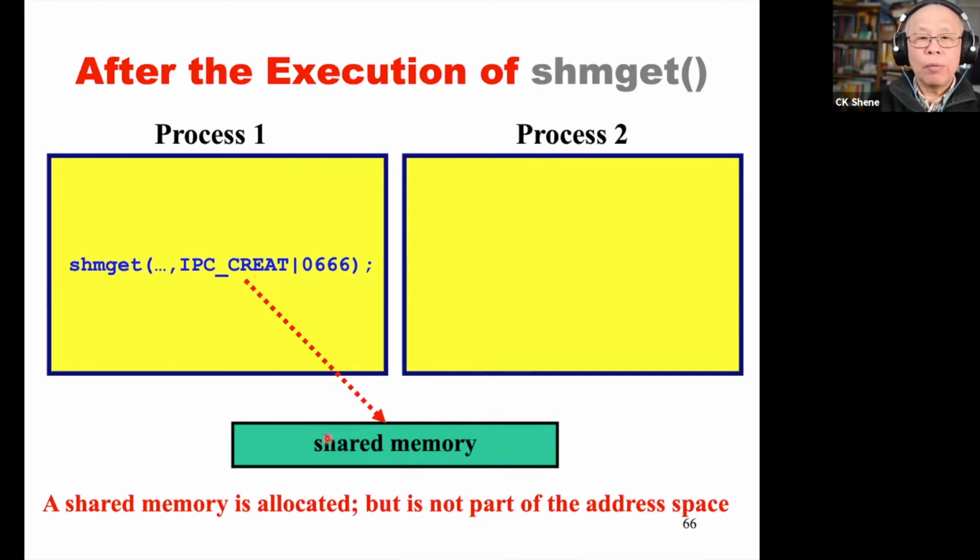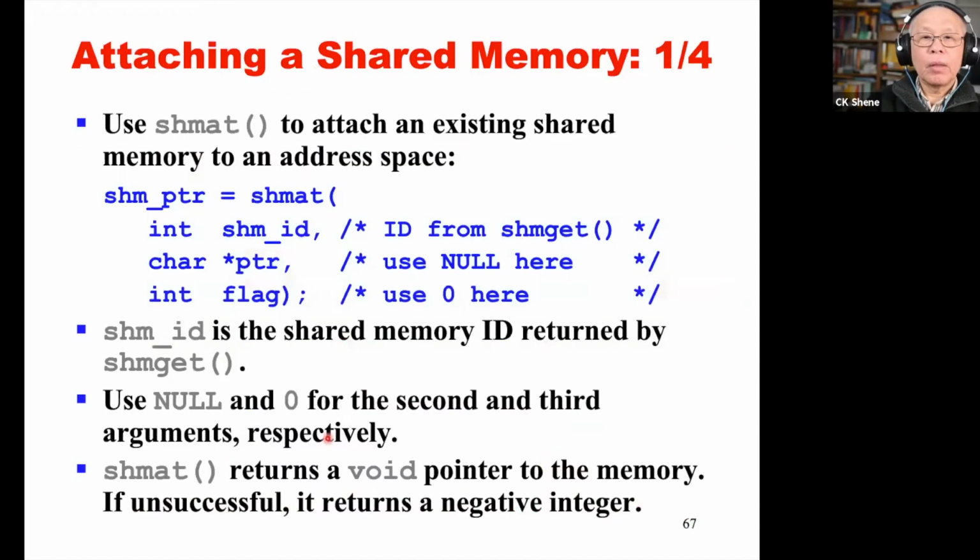So now you have learned how to create a shared memory. Then, how can we pull an allocated shared memory into your address space? This is the call shared memory attach. Because the shared memory created is not in your address space, you have to port it into your address space so that you could have access to it. So the call to shared memory attach also requires 3 arguments. The first argument is the shared memory ID returned from shared memory get.